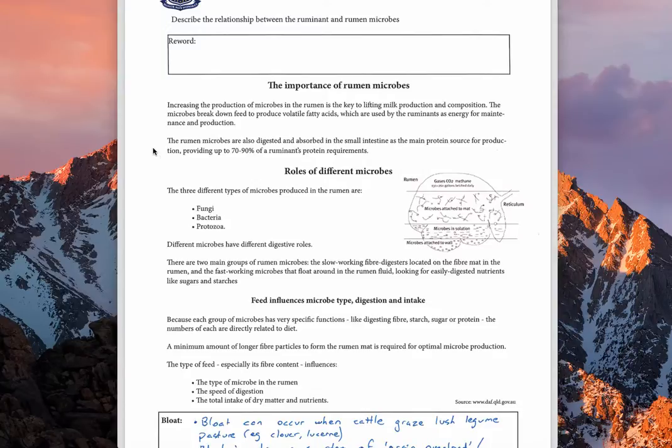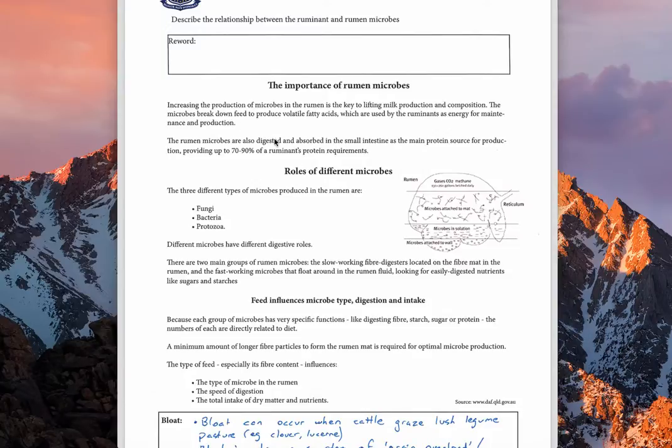So this is a unique thing that monogastrics don't have, and so we're going to look at what the relationship is between ruminant animals, such as cows and sheep, and the microbes that are in their stomach, in the rumen and the reticulum in particular. So first of all, we can see here that microbes break down feed to produce volatile fatty acids, which we'll look at in a second, which are used by the ruminants as energy for both maintenance and production.